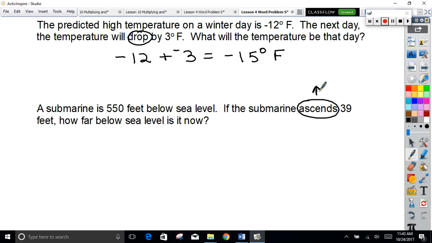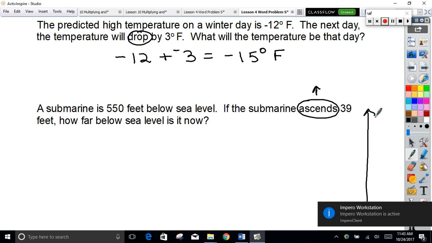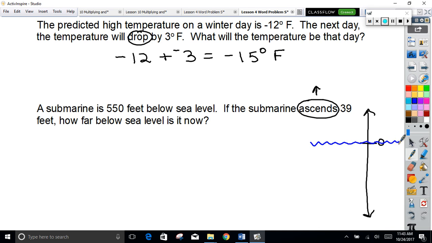Okay, so we're starting out, the submarine is 550 feet below sea level. I'm going to draw a number line. I'm going to make sea level be 0. So here's sea level. It's at 0. We'll even draw a C, okay? Now the submarine is 550 feet below sea level. So is that number going to be positive or negative? Leslie? Negative. So the submarine's down here somewhere at -550. Here's our submarine. I'm not a very good artist, but that's our submarine, 550 feet below sea level.